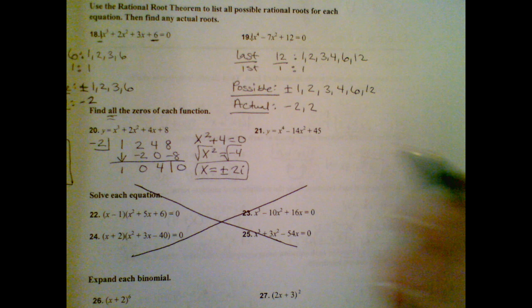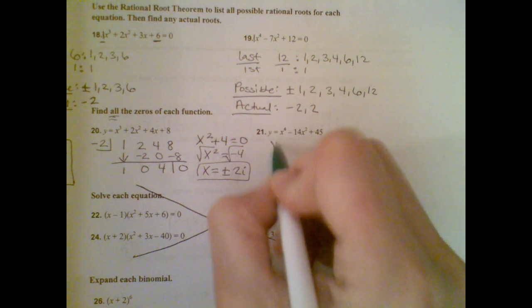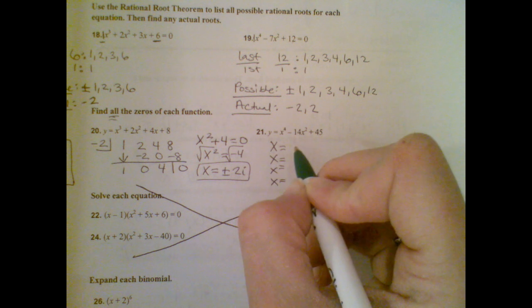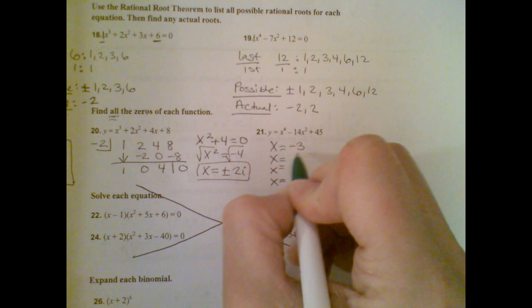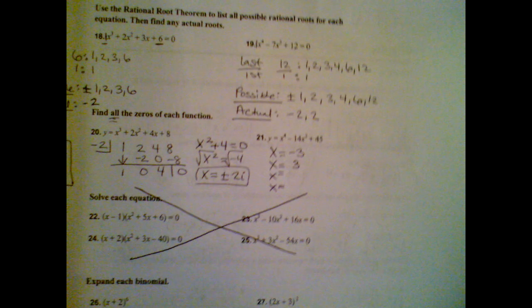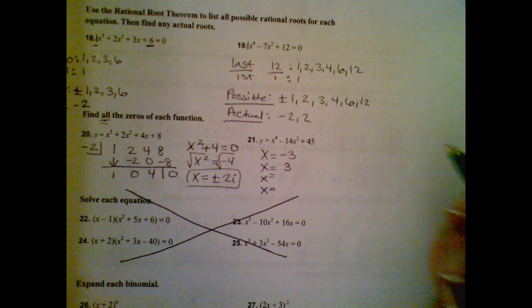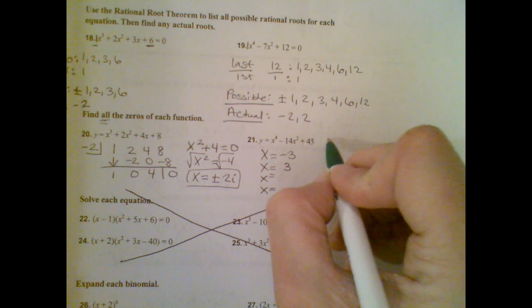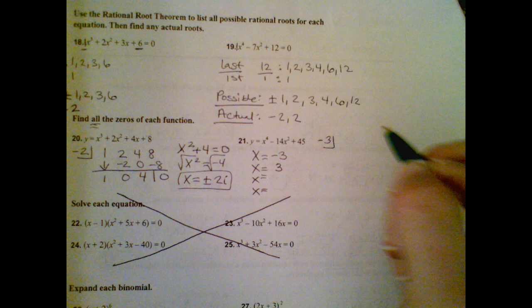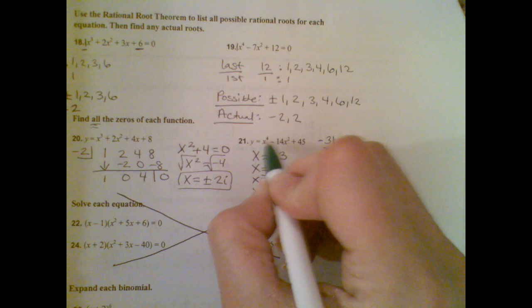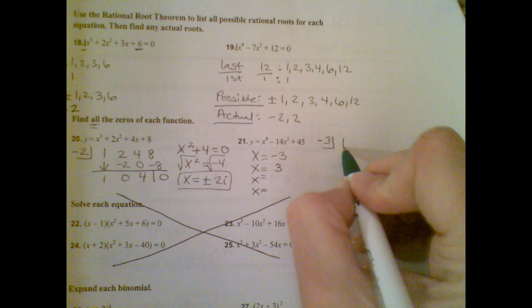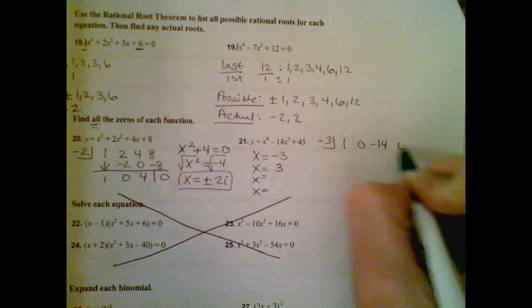For this one, the degree is 4, so we're going to have 4 solutions. When we go ahead and graph it, we get negative 3 and positive 3. So we're going to go ahead and use our synthetic division. And it doesn't matter the order in which you plug them in. So this one goes 4, it skips 3, 2 skips 1, and then so we need 1, 0, negative 14, 0, and then 45.